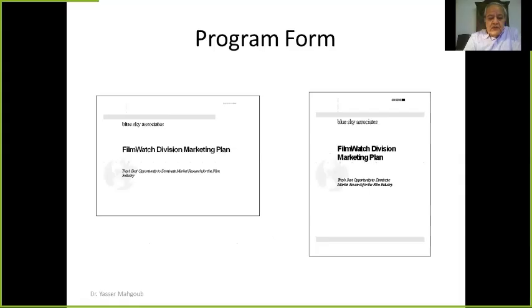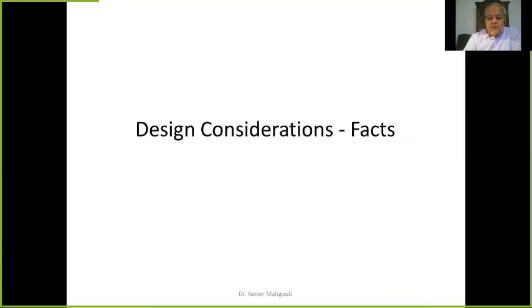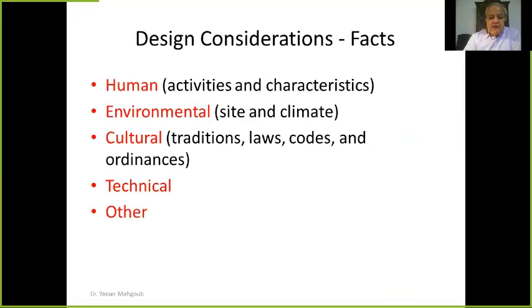So as I said, the program can be portrait or landscape. It has these different components. Each component has the documents that are required. Of course, the most important is the project requirements in terms of space allocation. This is the thing that we know all about. Of course, design is affected by many things.